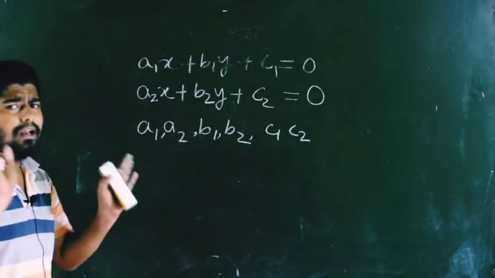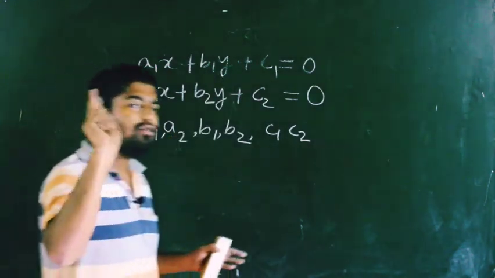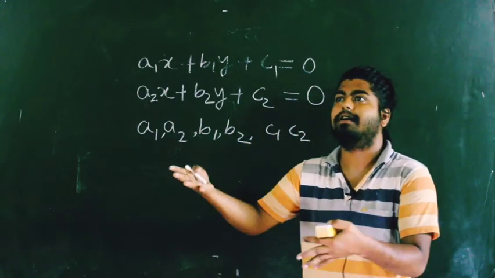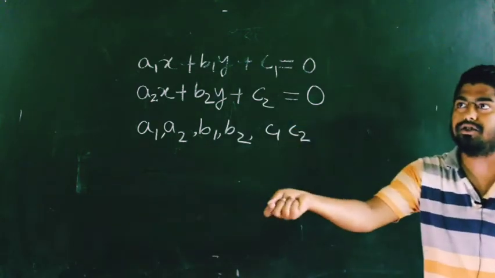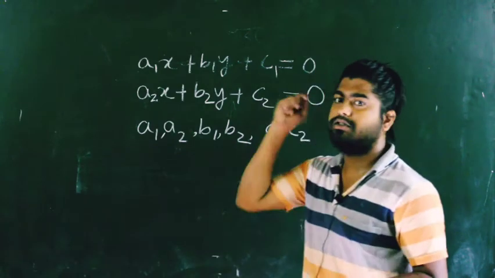Now by only looking at the equation, how can you say how many solutions are there? Suppose you have two equations and you need to say how many answers you can get from these two equations, na? Whether you can get one solution or many solutions or no solution. First we will understand what is a solution for an equation.